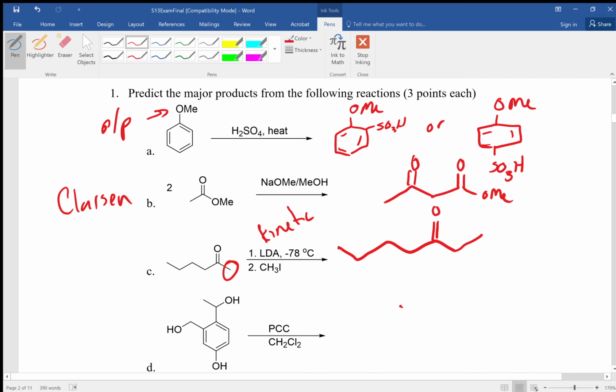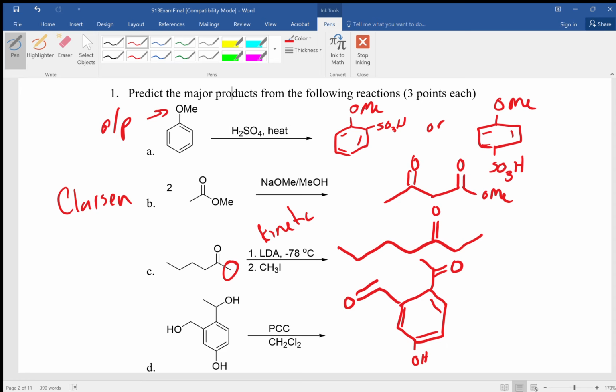Part D, PCC, is an oxidation of alcohols to aldehydes and ketones. The alcohol up at the top is a secondary alcohol. It can be oxidized to the ketone. On the left side, we form an aldehyde from the primary alcohol. And then the phenol group, which is directly on the aromatic ring. There's no hydrogens adjacent to the alcohol, therefore it can't be oxidized, and that one remains unchanged.